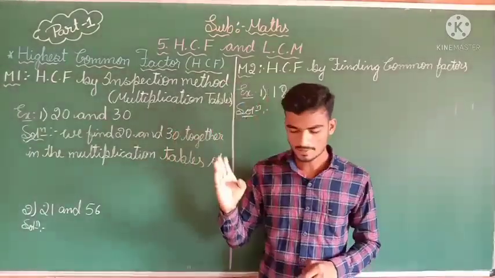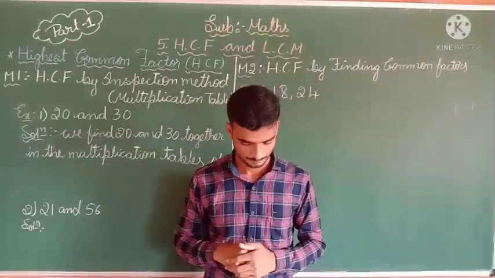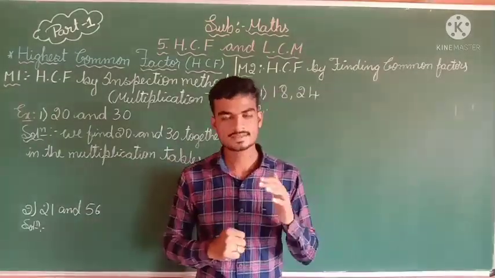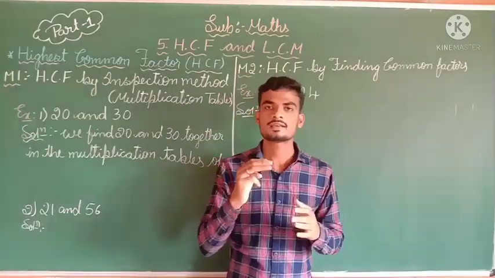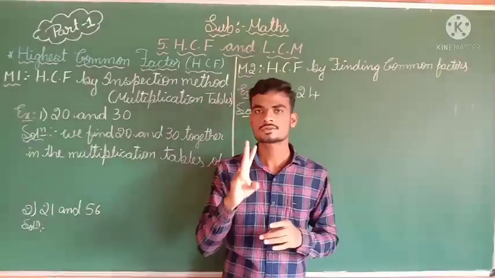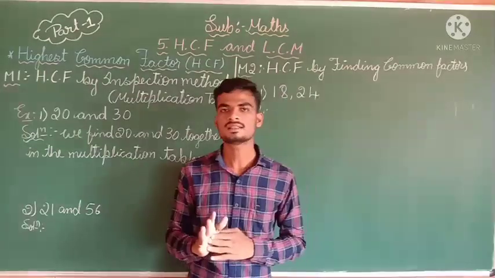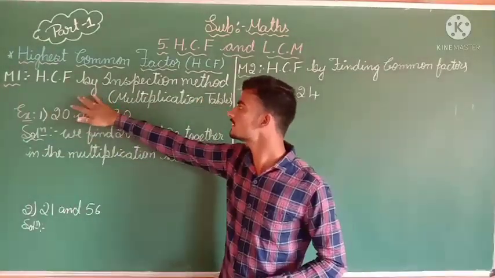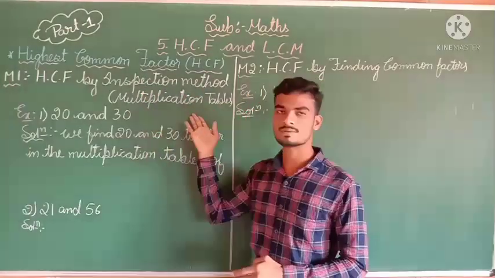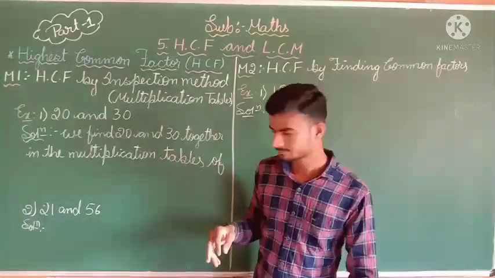Here greatest common divisor and highest common factor are the same. So we will study 3 ways to find the HCF of given numbers. We can find the HCF in 3 ways. In the first method we will see the inspection method. First, HCF by the inspection method, that is by multiplication tables. Inspection is nothing but multiplication tables.